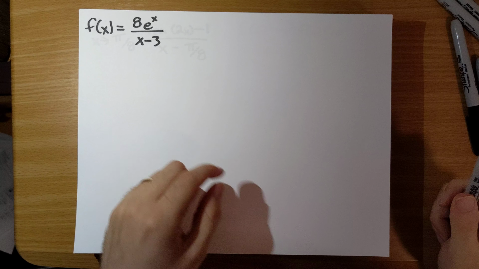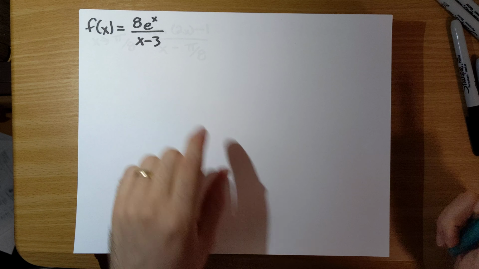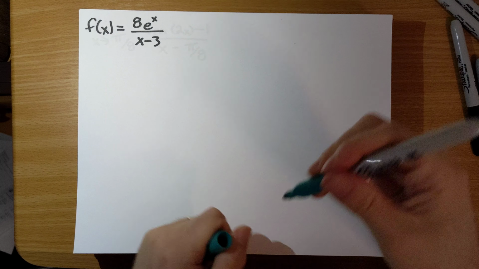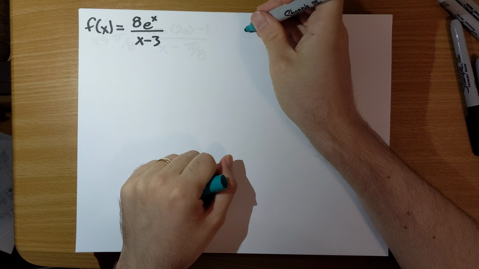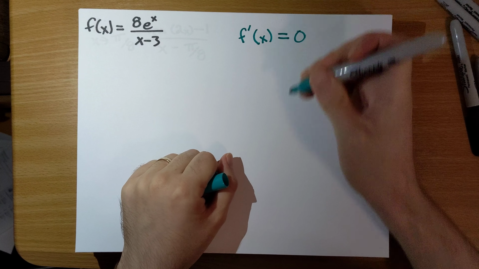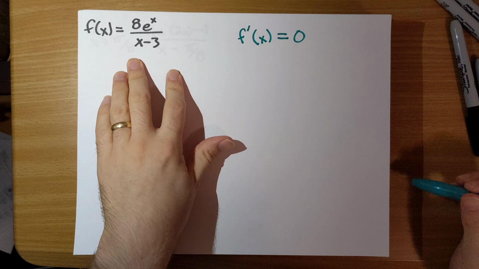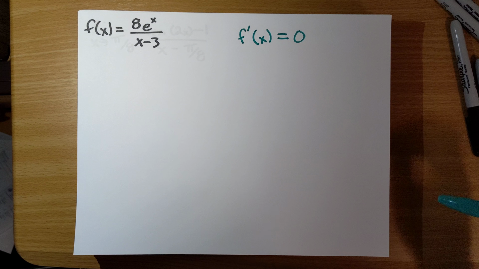Problem number 11, you want to find equations for each horizontal tangent line of this function. Horizontal tangent line means that we're looking for places where the derivative of this function is equal to 0. So how do we attack this? We take the derivative, we set it equal to 0, we solve.